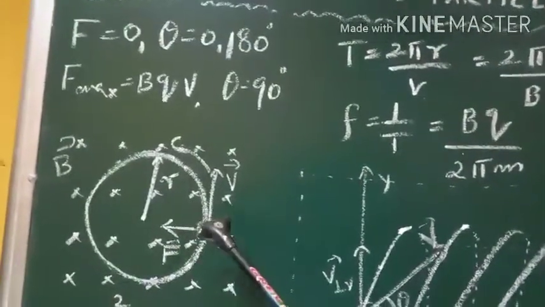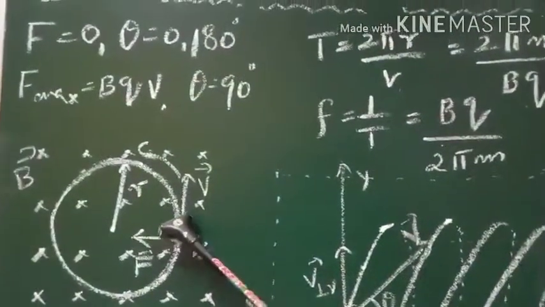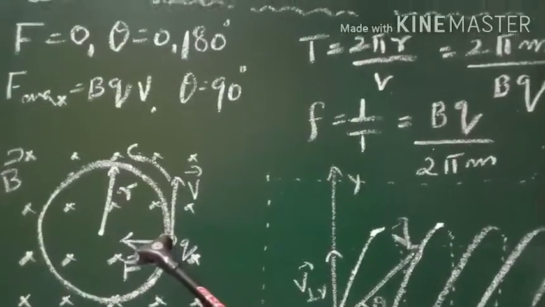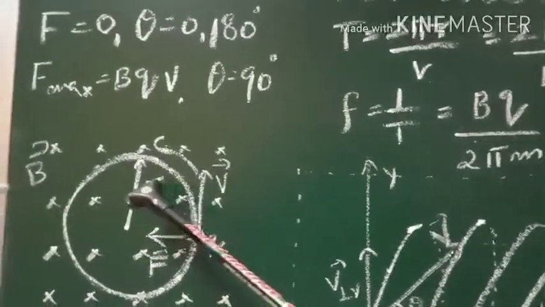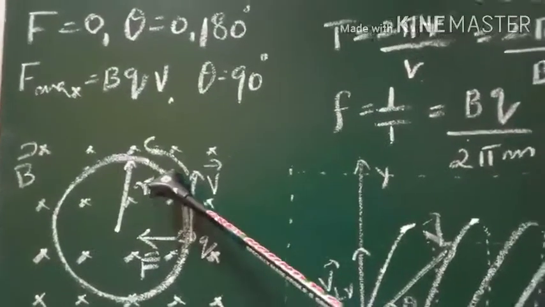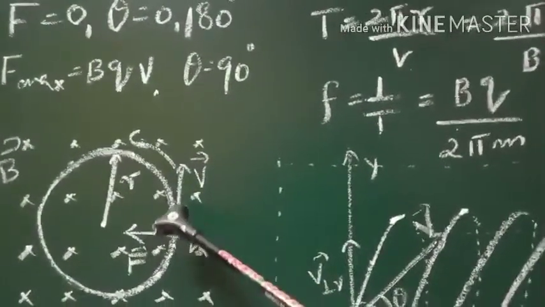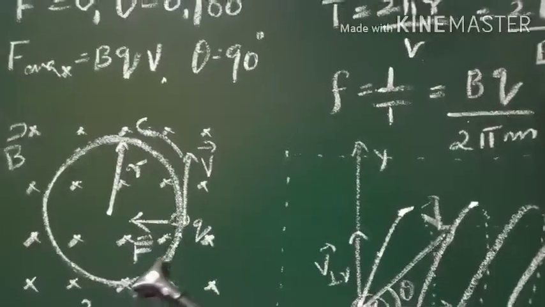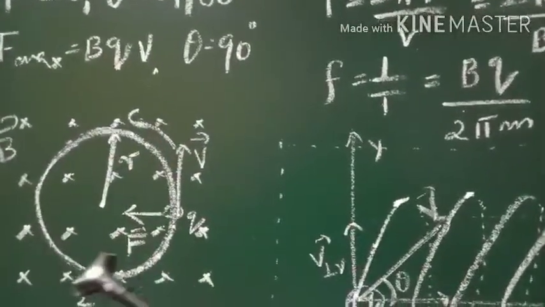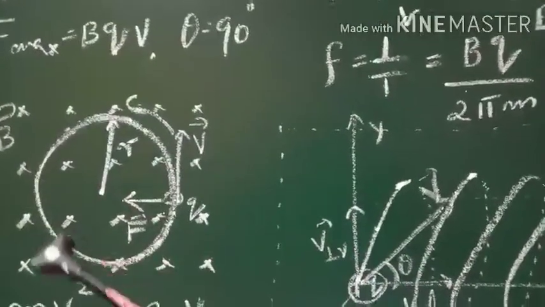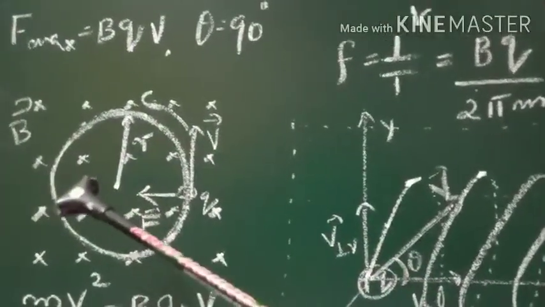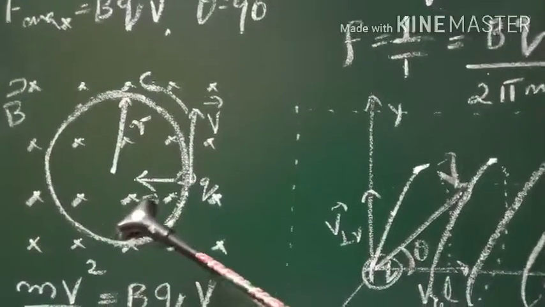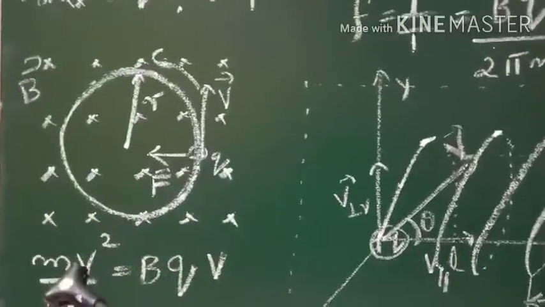Suppose this is the original position. Because the magnitude of the velocity is not changing, the speed is not changing, it will change only the direction of the particle. It will continuously deflect the particle. So the particle will start to move along a circular path, with constant speed. And all are aware that for any particle to move in a circular path, centripetal force is required. The centripetal force is mv squared by r.